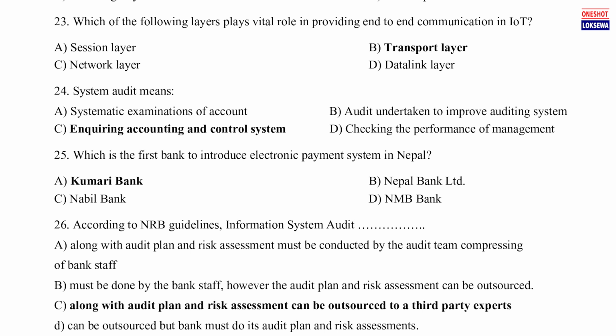26. According to NRB Guidelines, the Information System Audit: A. Along with audit plan and risk assessment must be conducted by the audit team comprising bank staff. B. Must be done by the bank staff. However, the audit plan and risk assessment can be outsourced. C. Along with audit plan and risk assessment can be outsourced to third-party experts. D. Can be outsourced but the bank must do its audit plan and risk assessments.